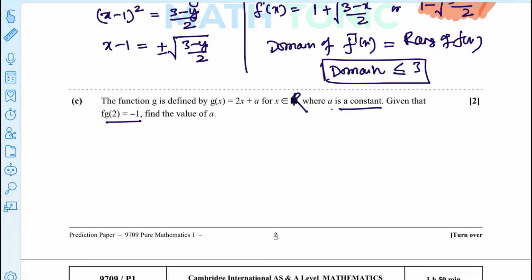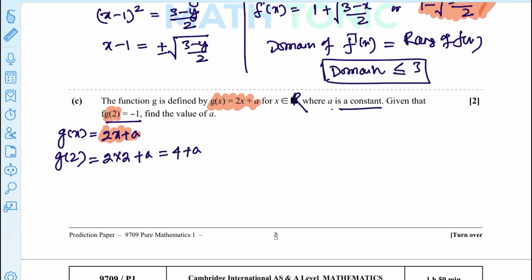So we can do it this way. If I say g of x equals 2x plus a, right? So if I am trying to find g of 2, why am I trying to find g of 2? Because we need to find this g of 2, right? So that means 2 times 2 plus a, which I got as 4 plus a, right?